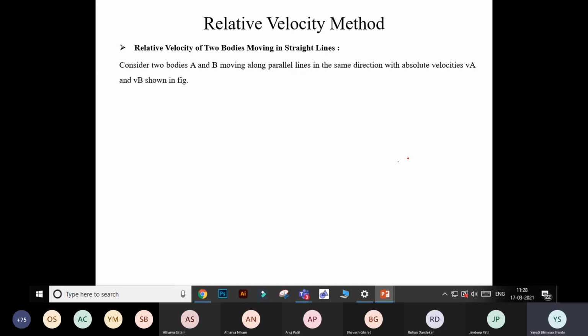Now first of all we will take a first example. See here, consider the two bodies A and B moving along a parallel line in the same direction, with the absolute velocity of point A given, and the velocity of B also given. Suppose the velocity of A is given here as 4 meter per second, whose direction is shown in the figure, and the velocity of B is given here as 2 meter per second.